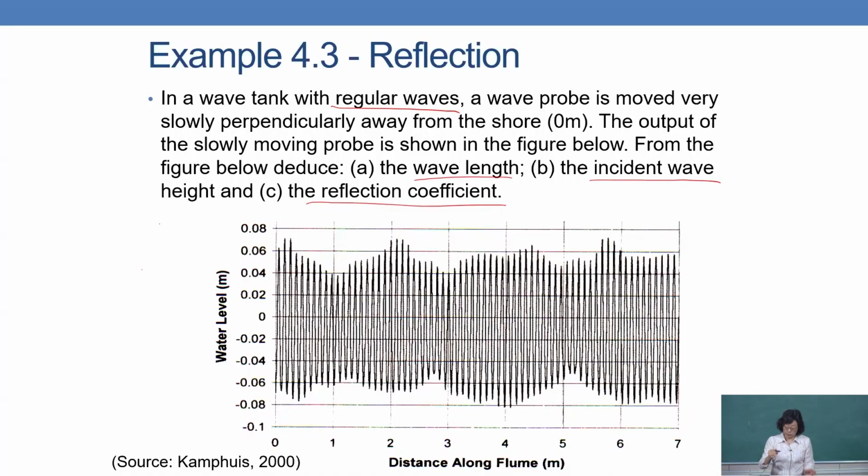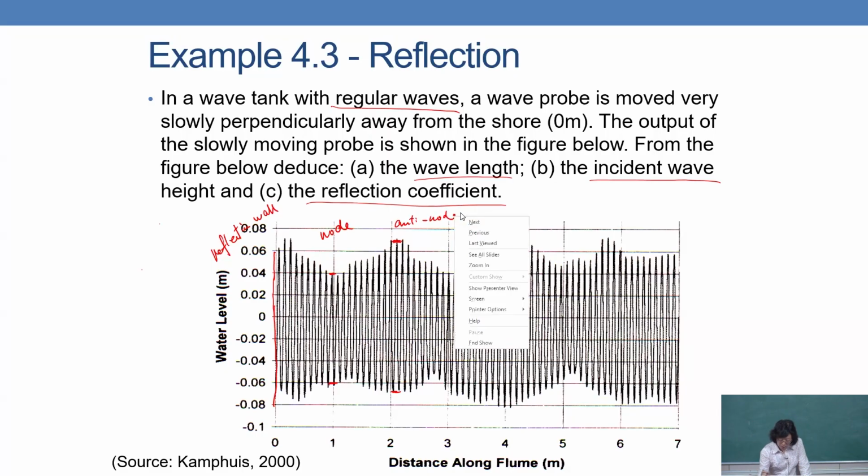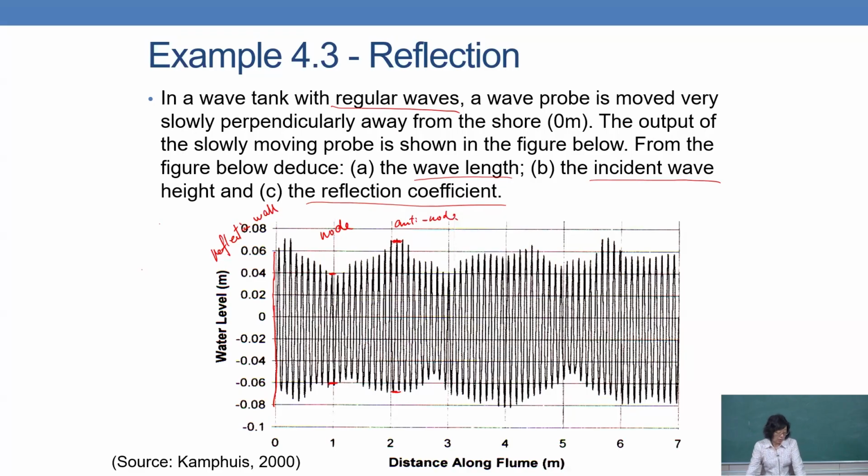Over here, this is the end. So that will be the reflection wall. And then here, this will be the node. And if you look here, that's the anti-node, yes. That's from our observation of the result. We are able to get this.